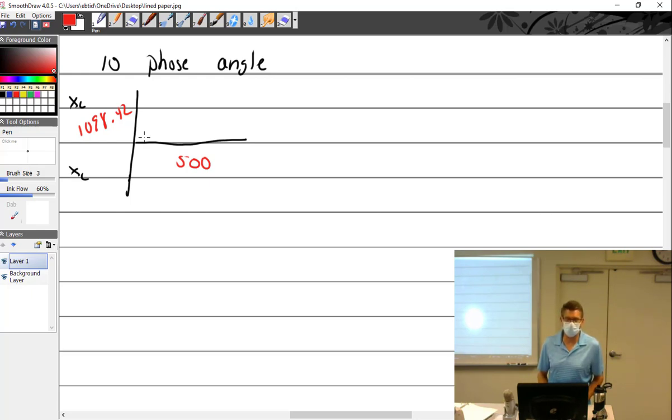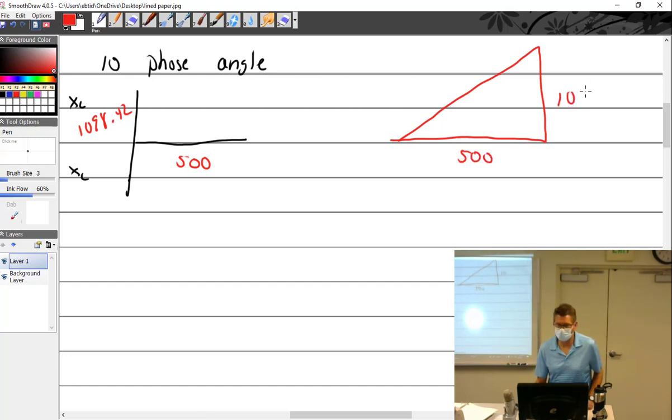1098. Everybody see where I'm at right now? Okay. So what we're doing is we now have a triangle that really looks like this. This is 500, not to scale, 1098.42. And if we're in geometry class, then this is inches or centimeters or whatever. We already know Z, by the way. So this is Z, forgot, we already know Z.